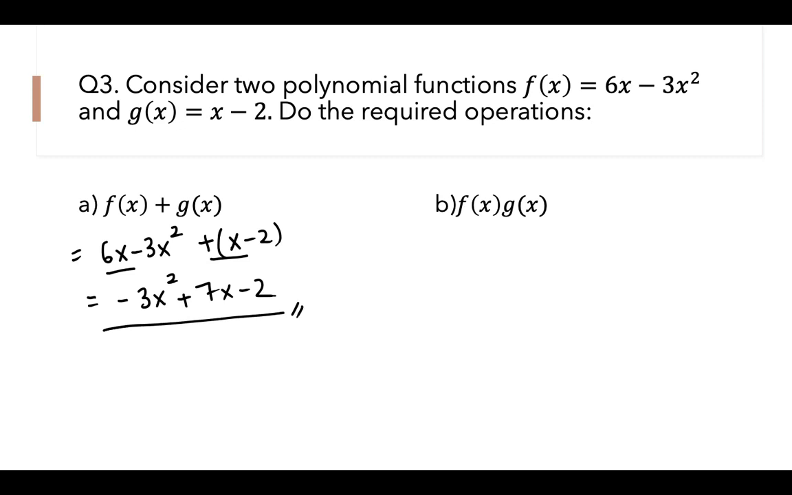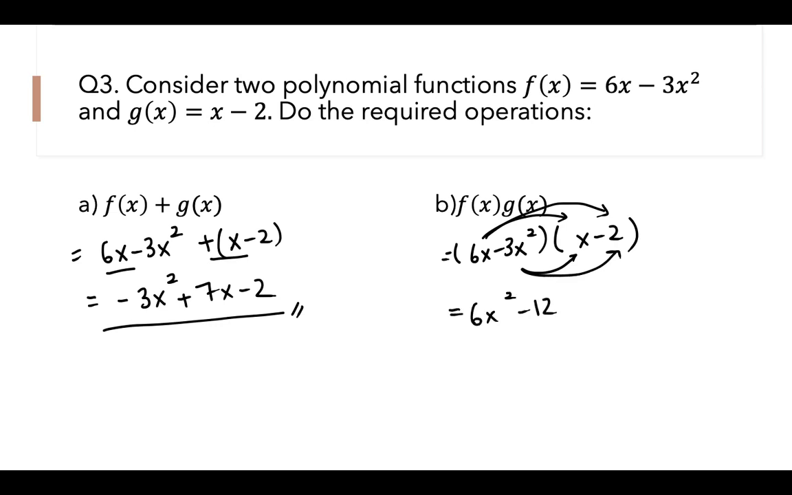In this case, we have f of x times g of x. So what we're doing is multiplying 6x minus 3x squared times x minus 2. You'll be doing the distributive property: front, outside, inside, last. So 6x squared minus 12x minus 3x cubed plus 6x squared.